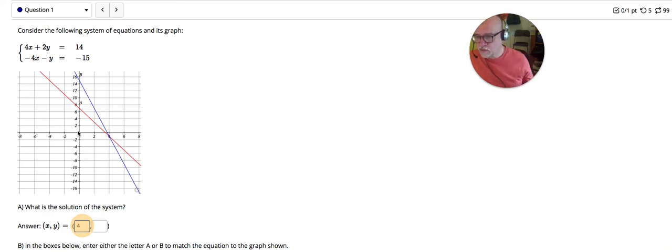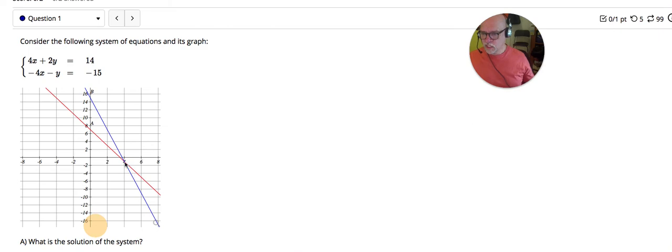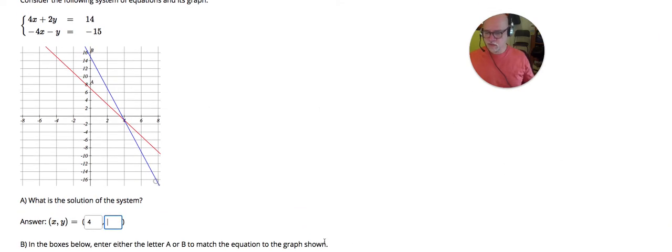And my y appears to be halfway between 0 and -2. So maybe I should blow that up a little bit. You can see how it's halfway there. Of course, I pushed the thing out of the screen. So I'm going to say -1.